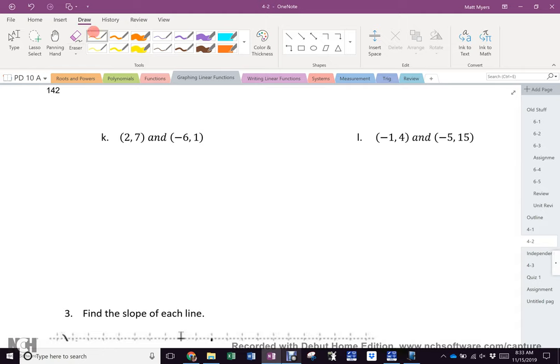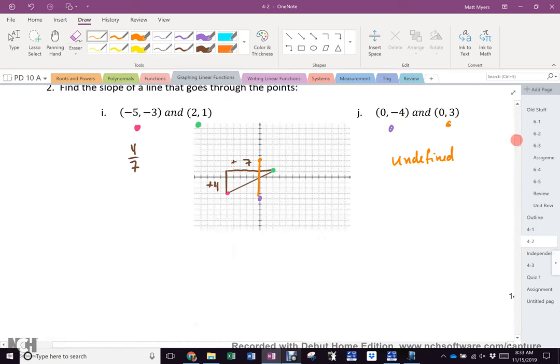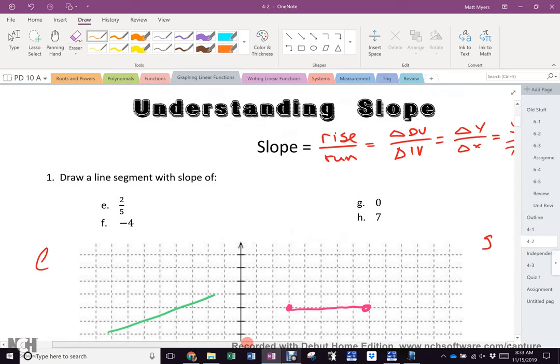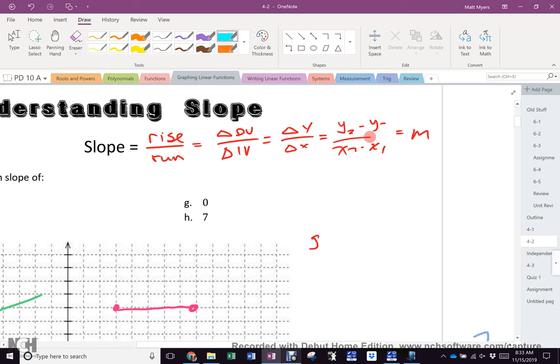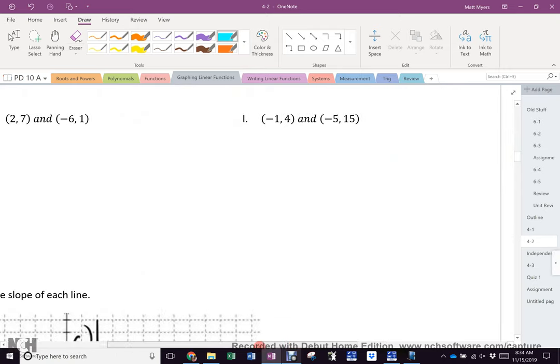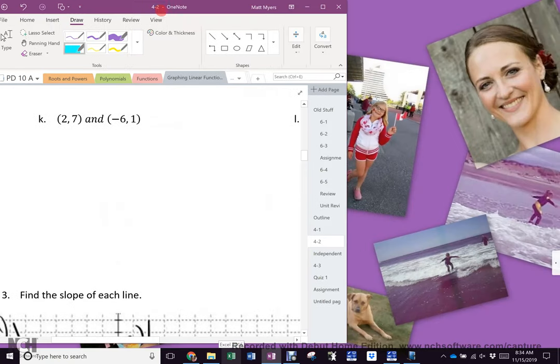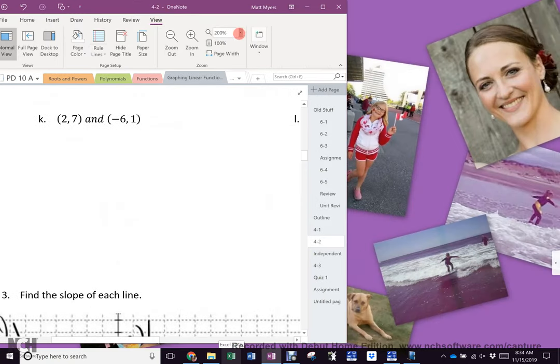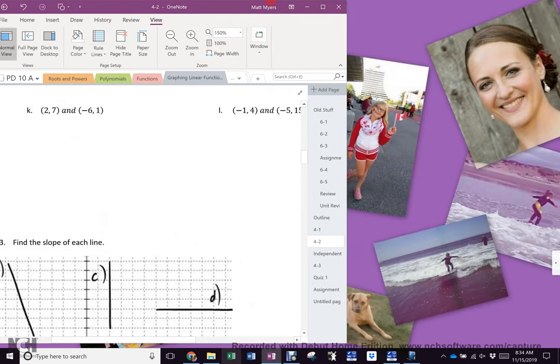But fortunately, Mr. Myers has reminded us that slope is that, isn't it? Two Y's and two X's. What do I find right here? Unbelievably, I find two Y's and two X's.